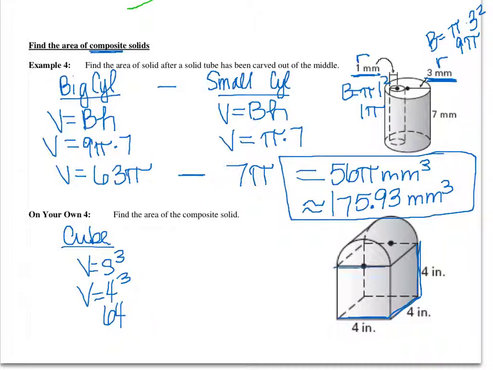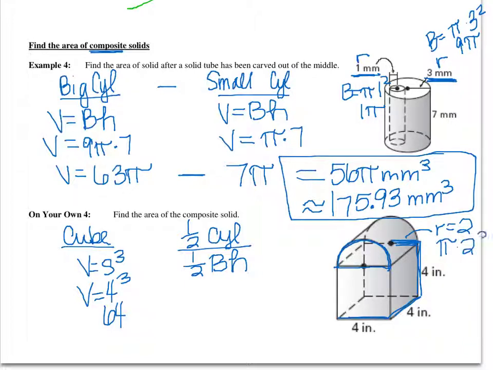Now we also, up on the top here, have half a cylinder. So it's going to be half times our cylinder. So we're going to do half our base area times our height for our cylinder, because we only want half of that. So for my base area for my cylinder, well, all the way across is 4, so my radius for my cylinder is going to be 2. So my base area is pi times 2 squared, so that's 4 pi.